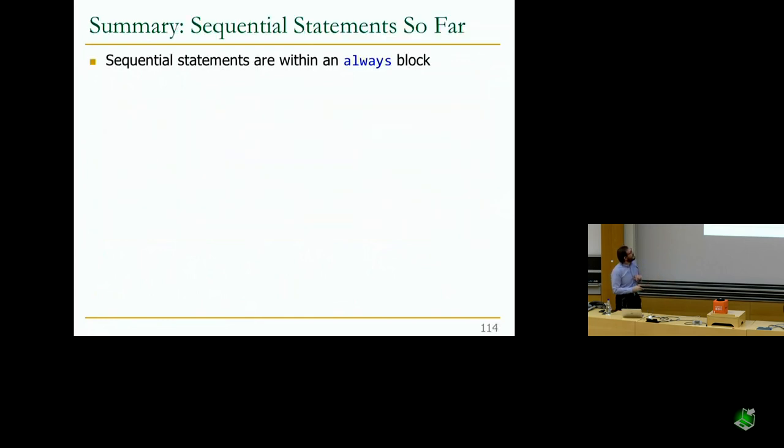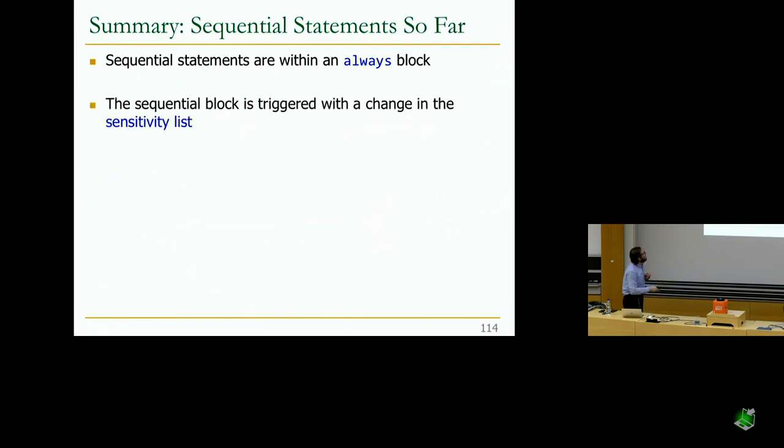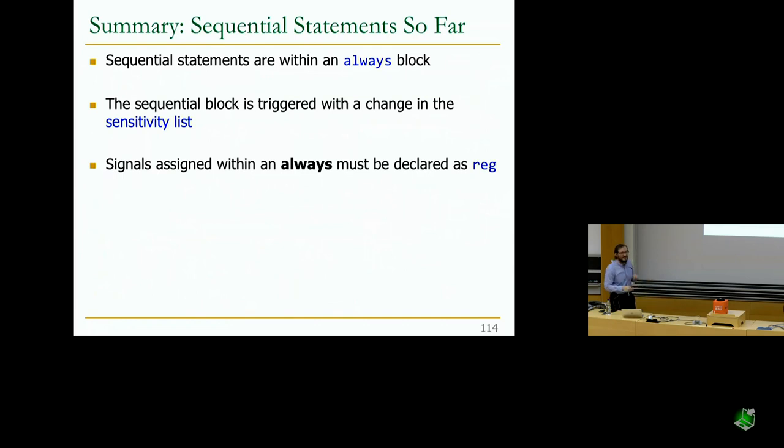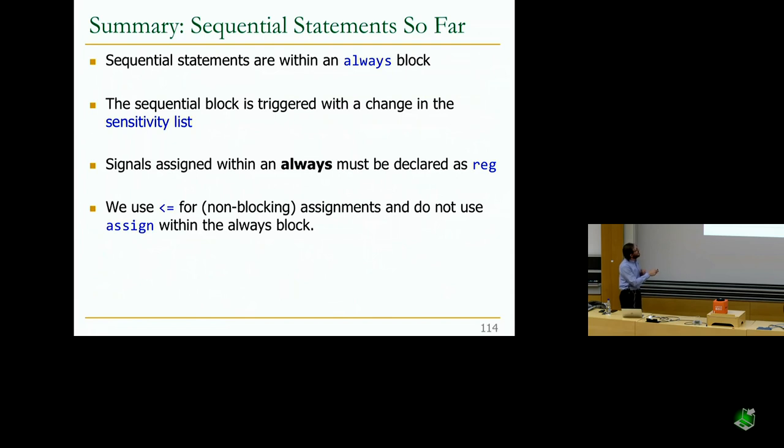Okay, so sequential statements so far. Basically, you can have sequential statements only within this always block. And a sequential block is triggered when there's a change in the sensitivity list. So you should be very careful when you determine your sensitivity list. And signals assigned within an always must be declared as this reg construct. Remember, this is not a register. It's unfortunate naming, perhaps, on Verilog's part. It has some similarities to a register. That's why it's named that way, but it's reg. And we use this sort of assignment inside the always block and not use assign within that block. But we're going to use blocking assignments also soon.